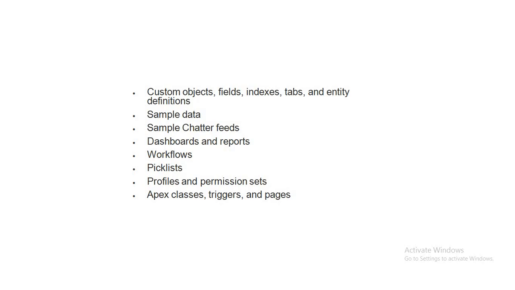So as I discussed, these are the things that by default will not come with the scratch org: custom objects, fields, indexes, sample data, dashboards, workflows, picklists, profiles and permission sets, Apex classes, triggers and pages. So whenever you create a default scratch org, these things never come. Without these, your scratch org gets created. But if you want, you can configure it, and if you want permission sets, then you can configure the permission set. So when you create a scratch org with the permission set, that scratch org gets created, right?